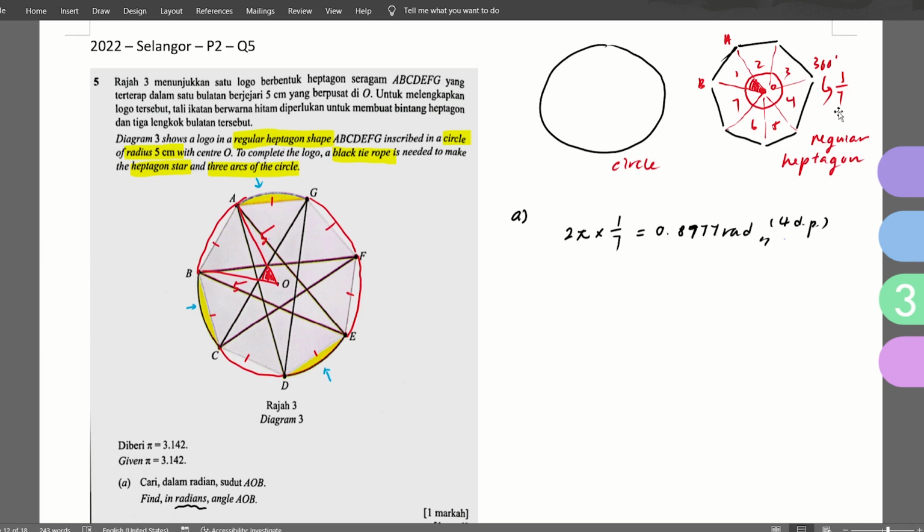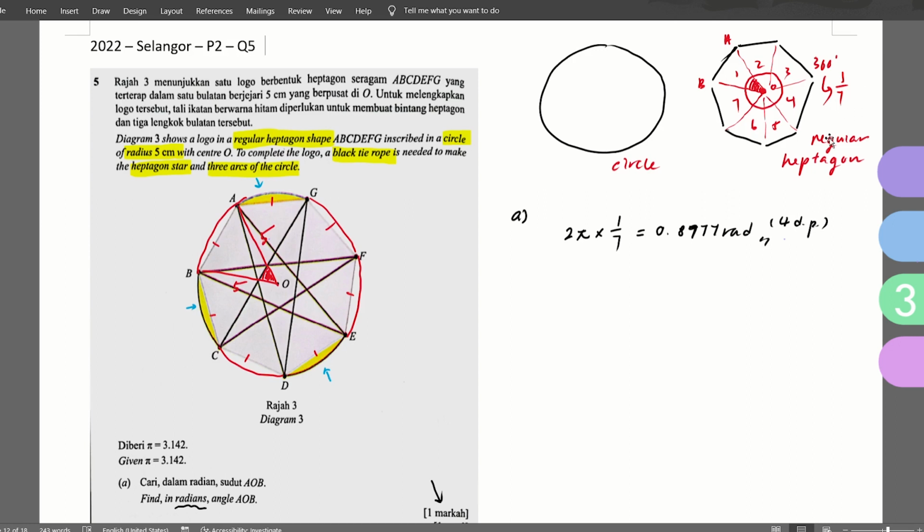As you may notice, for part A there's only 1 mark. These kinds of 1 mark questions don't require a lot of working, but sometimes it is a bit hard to find the answer. So one tip is that you can change the point of view when solving the question, for example here, from the circle to the heptagon point of view.